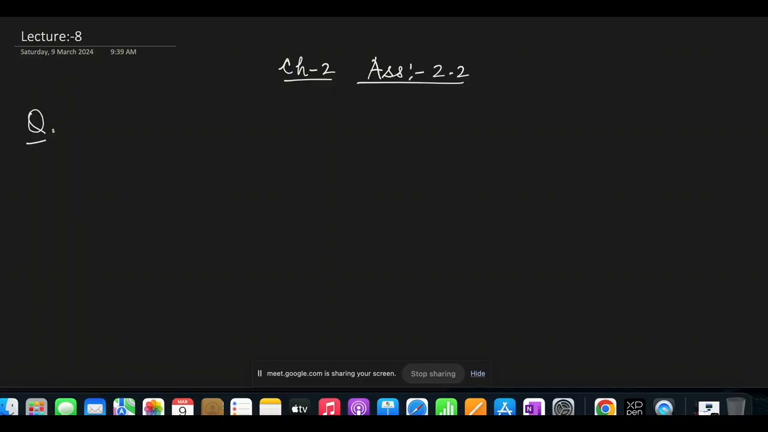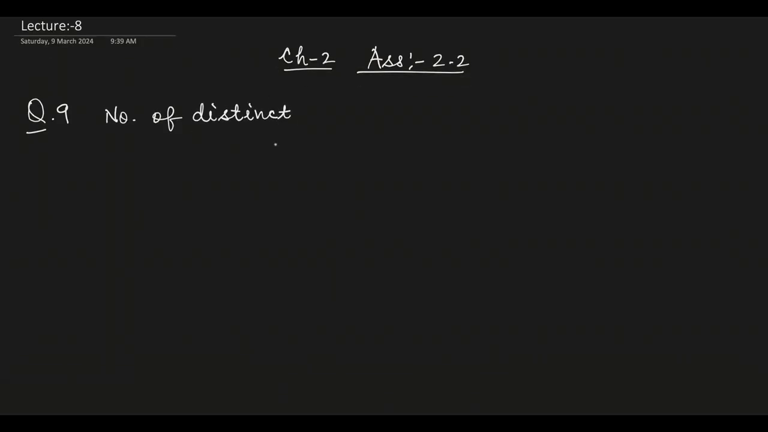And the question number was, one second, question number 9. It was asking the number of distinct bases of a two-dimensional vector space over Z3.